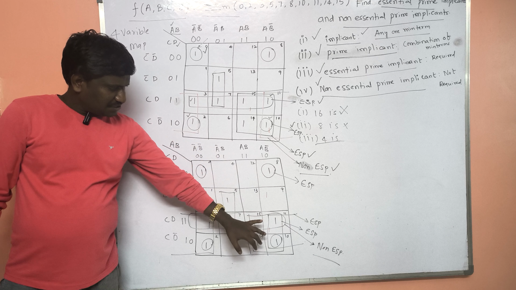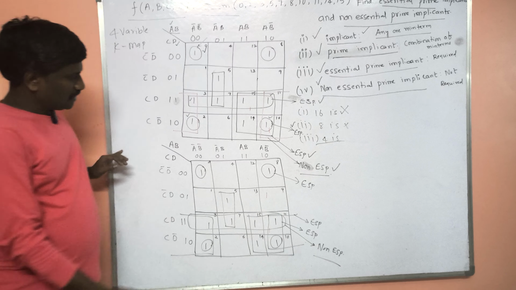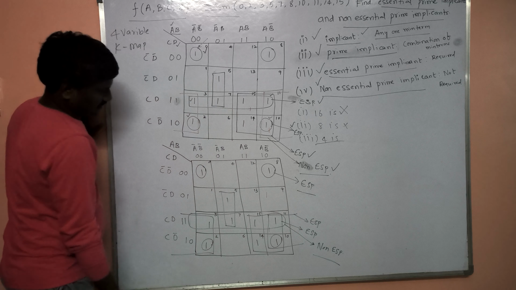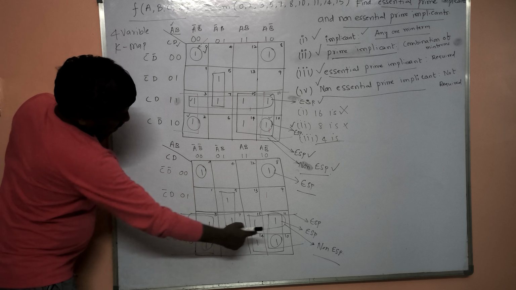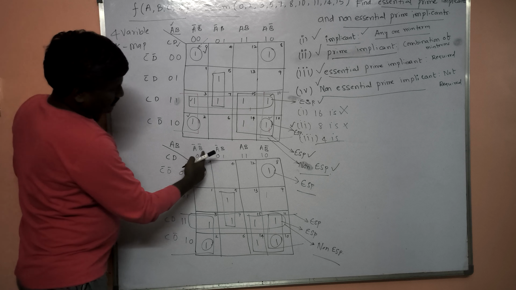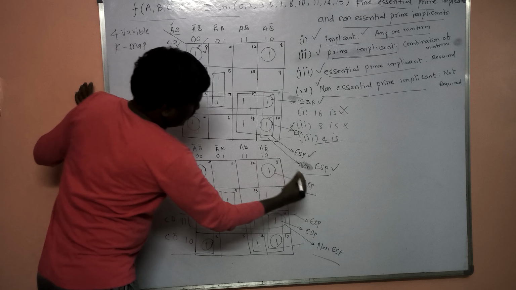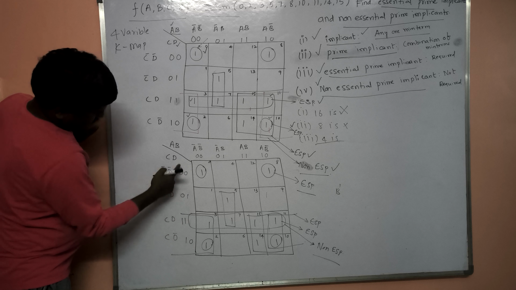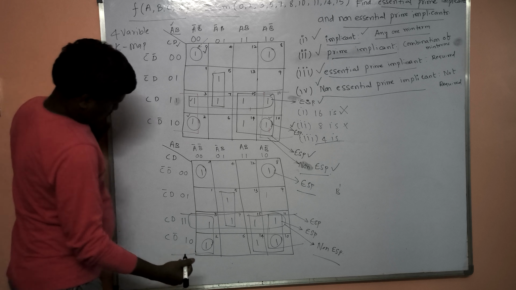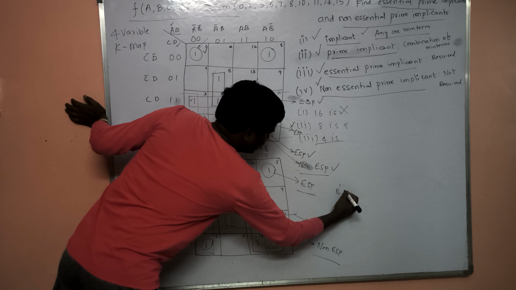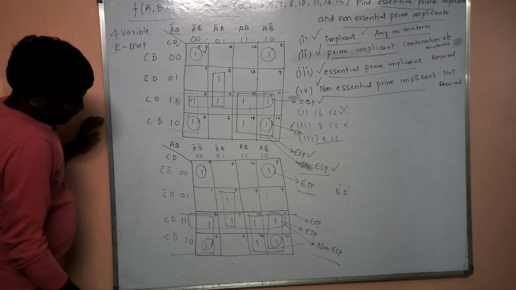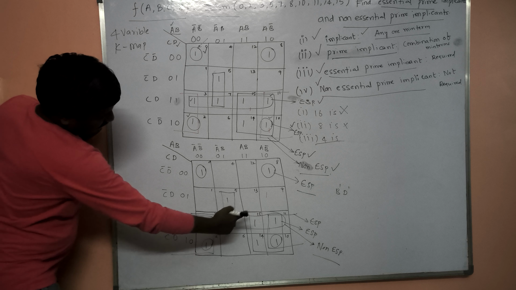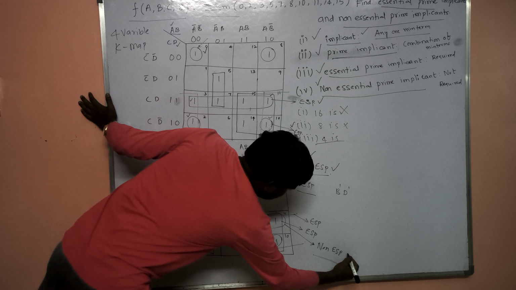One can write the expressions here. What is the expression here? This is 1 1 1 1. What is this? It is 1 1, this is B bar. So B bar. What is this? It is D bar. So B bar D bar. What about this CD? CD is non-essential.